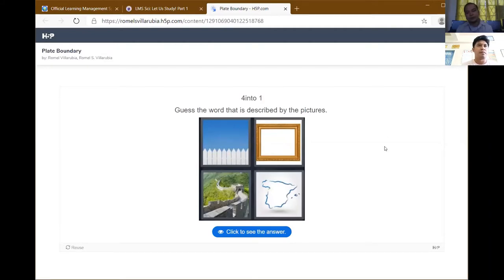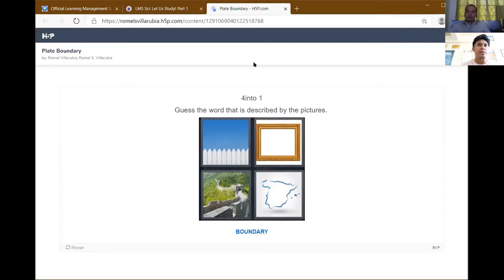Are you familiar with this game? I like the 4 pics 1 word, sir. Yes, correct. So try to guess the word that is described by the following pictures. Do you have any idea? A frame. This one is a fence. The Great Wall of China. Is this boundary, sir? Okay, just click the icon to see the answer. Very good. You are correct. Now you can proceed to the next part.